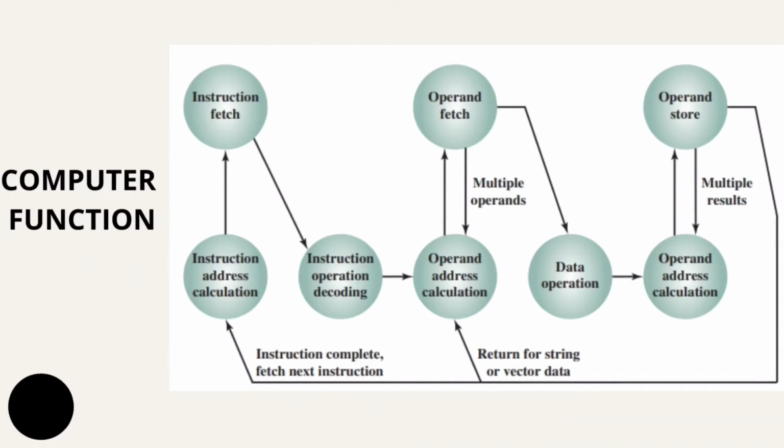Operand address calculation. If the operation involves references to an operand in memory or available via input or output, then determine the address of the operand. Operand fetch. Fetch the operand from memory or read it in from input or output. Data operation. Perform the operation indicated in the instruction. Operand store. Write the result into memory or out to input or output.